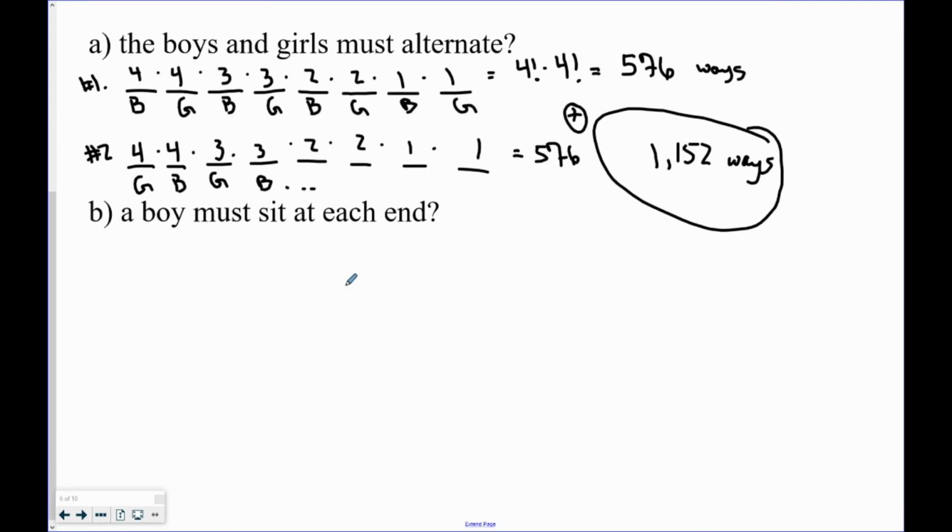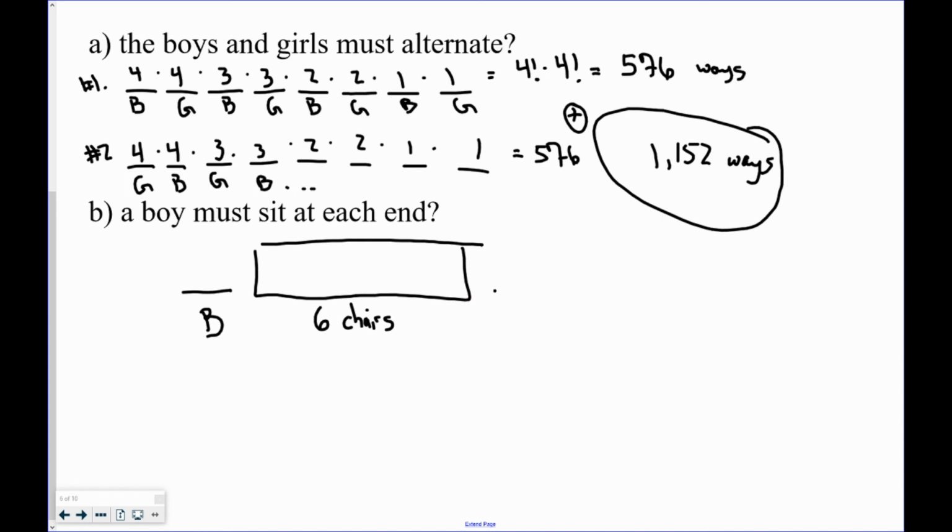Now, what if a boy must sit at each end? Well, this is going to be a little bit trickier. So if a boy sits at each end, remember you got 8 chairs. Okay, so you're going to have a boy here. And then the way I'm going to think of it is here's the group of 6 chairs. There's going to be 6 chairs, and you don't really care who sits in here. Or maybe we do. Let's reread the question.